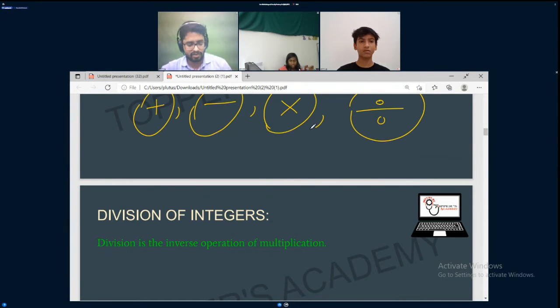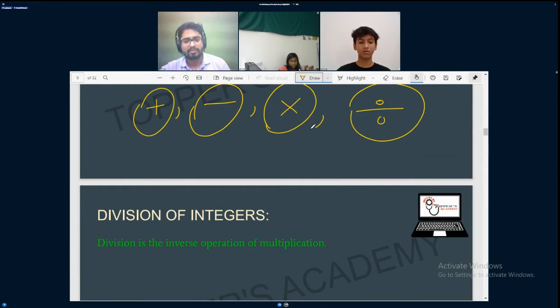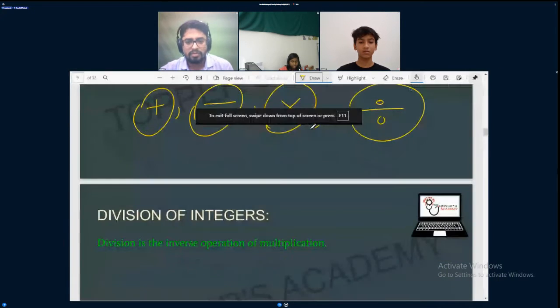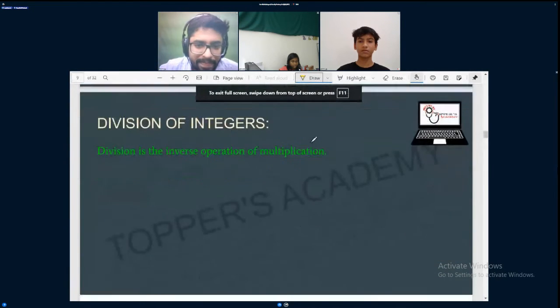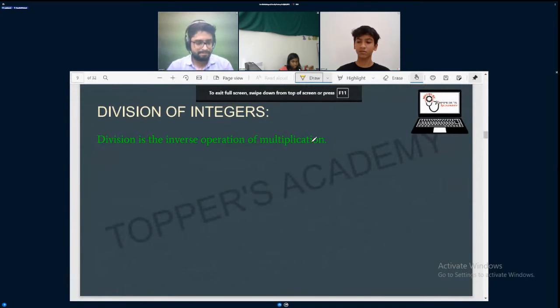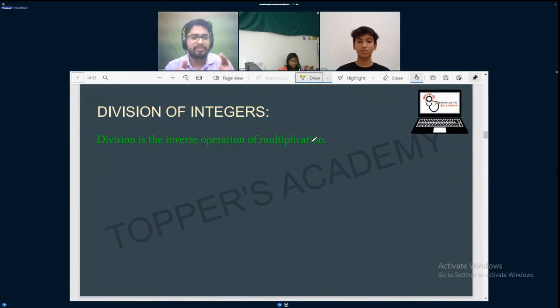Division of integers. When a positive integer is divided by a negative integer, we do the normal division, like what we do with positive integers, and put the minus sign. Basically, division is the inverse process of multiplication. Let's say if you have an example, 6 into 3, what is that value?